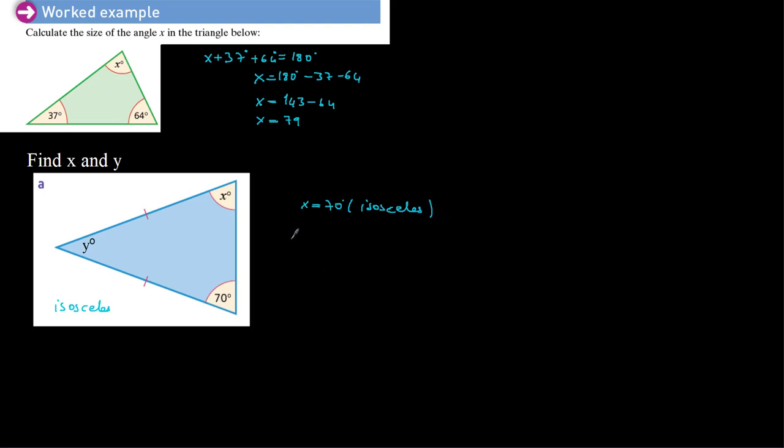And we know that 180, actually let's do it like this. x plus y plus 70 is equal to 180 degrees, and x is 70 degrees, so 70 plus y plus 70 is equal to 180 degrees. It has to be y is equal to 180 minus 70 minus 70. y is equal to 180 minus 70, which is 110, then 110 minus 70, so y is going to be equal to 40 degrees. Okay, this is the answer of the question.